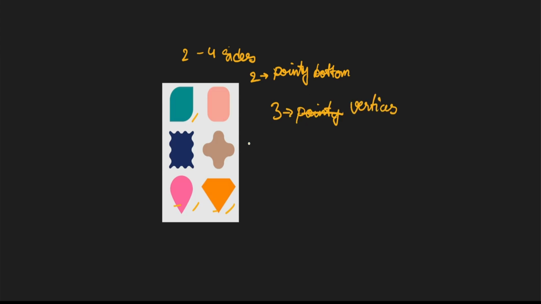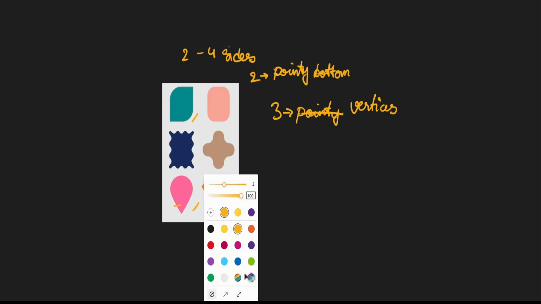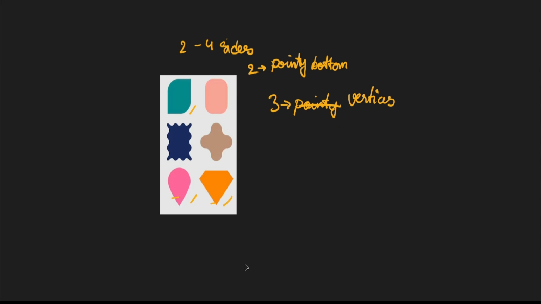The first thing that stands out to me is that we have two shapes which have four sides, and these two shapes, they have a pointy bottom, and we have this, and this. These three shapes, they have vertices. And I believe we can go ahead with this. So now that we've identified certain common characteristics, let's try making one.